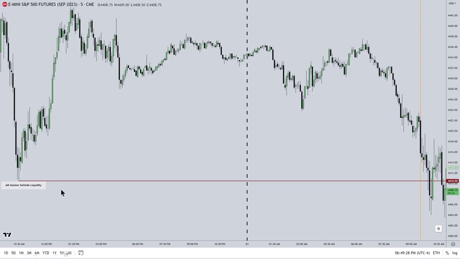So you can see the previous AM session low over here, sell side liquidity. This dotted line here denotes we're looking at the 20th of June, 2023. I can't use the afternoon session high and low because we've already, starting at 9:30, we're already below that. So what am I looking for, ICT?